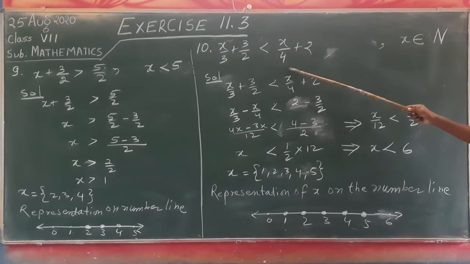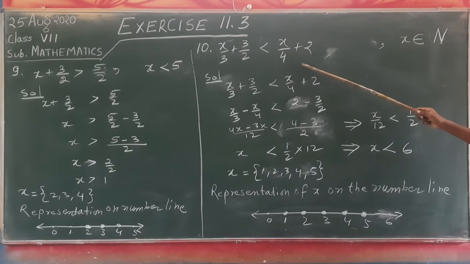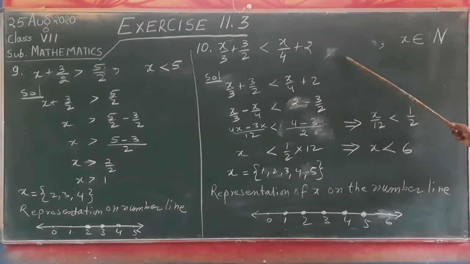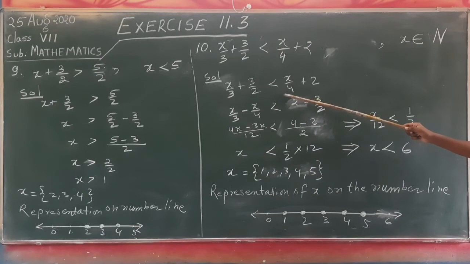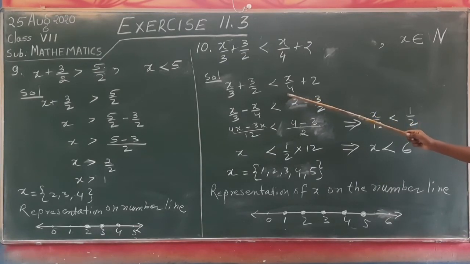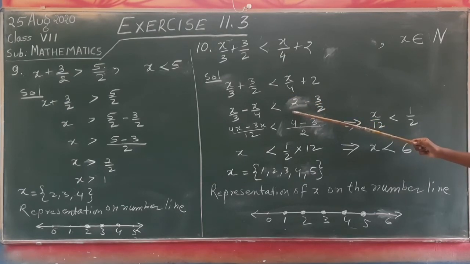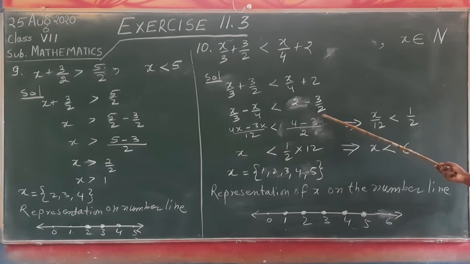Question number 10. x upon 3 plus 3 upon 2 is less than x upon 4 plus 2. Now on both sides x we have and the constants also. And also x belongs to natural number. In the solution, same thing, you copy it. But in the next step you will find the transposition. Can you see all the x are on the left hand side and all the constants are on the right hand side with the appropriate symbol. When it changes, the sign will change.